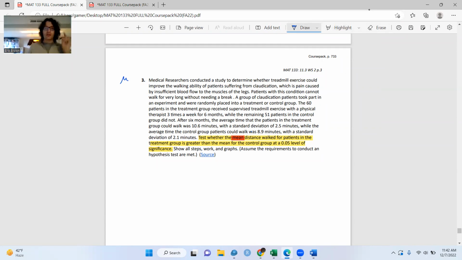Okay, 2 sample or single sample? 2. How did we know 2? There's 2 groups. Let's see. There's the 60 and then 51. There we go. The 60 here and the 51 here. Control group versus non-control group.